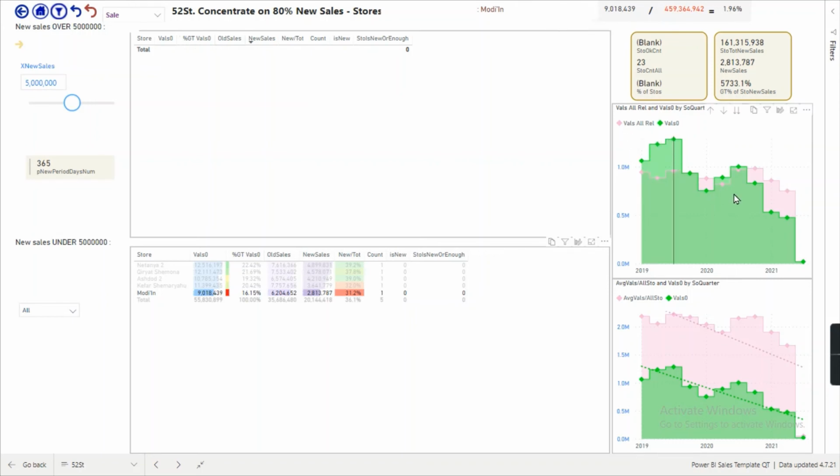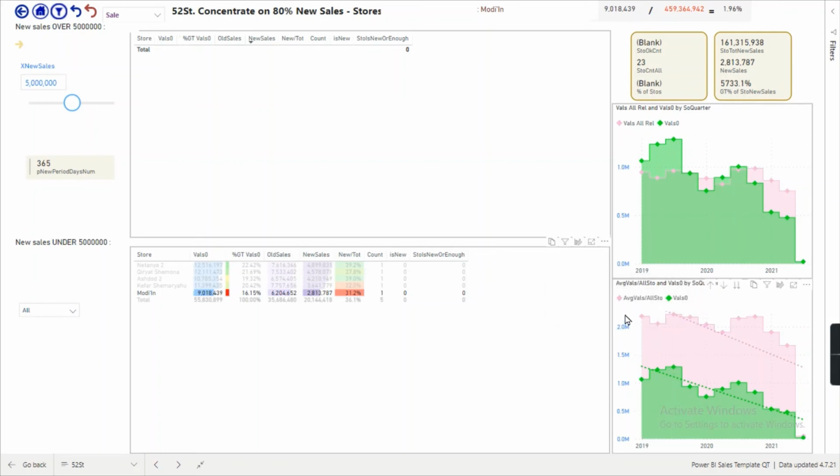In green, this store, the selected store Modi'in, against an adapted relative chain. The chain relatively to the store is in red, and we see the store was well in the start of 2019, but it's going down very fast, and it will continue to go down. So it's time to think about closing it and cutting the losses.